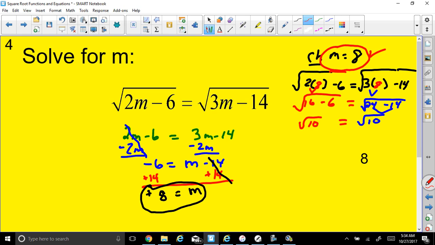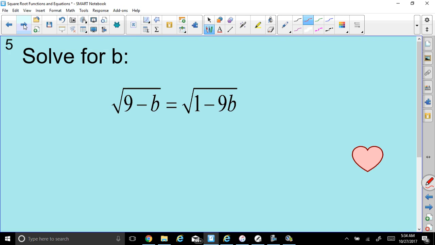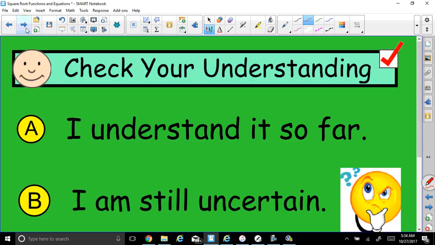So try this one for yourself and see if you can get it right. And remember, sometimes you have to isolate the radical because it may be on both sides. So bring it over to the other side so that way it'll look like this, and then you can solve. So check your understanding. I hope you understand what's going on. If you don't, write down your questions and bring them in.